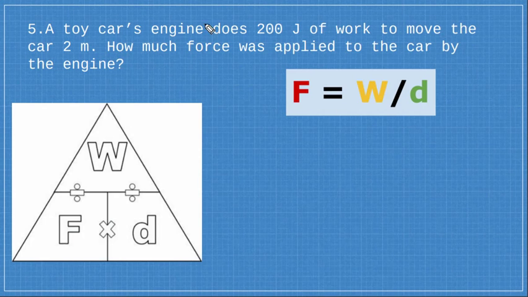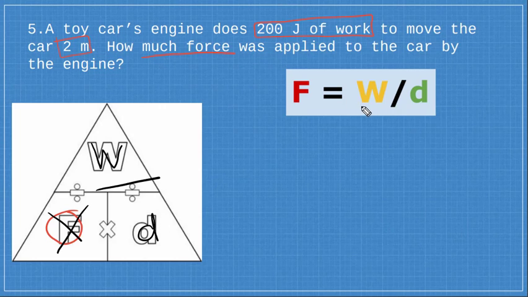Now for our last problem, we're trying to find if a toy's engine does 200 joules of work, there's my work, to move a car 2 meters. It's asking how much force was applied to the car by the engine. So I'm trying to find force here. So I can use my triangle and I can cover up the force, and I can see that gives me work divided by distance. Or I can look back at these notes and know that my equation is force equals work divided by distance.